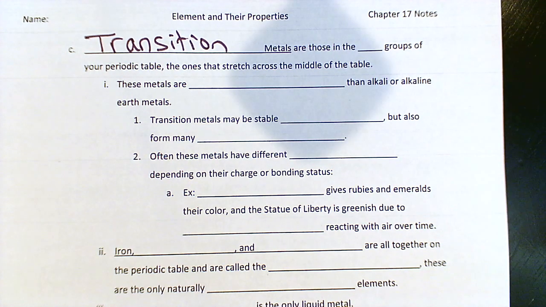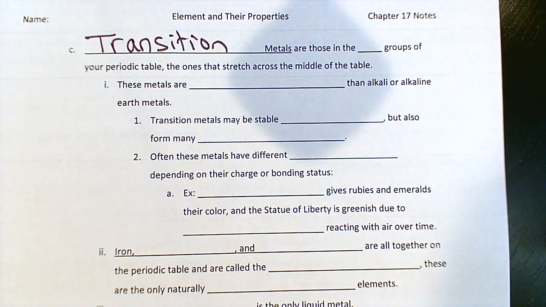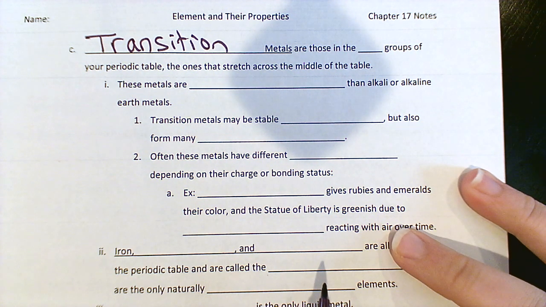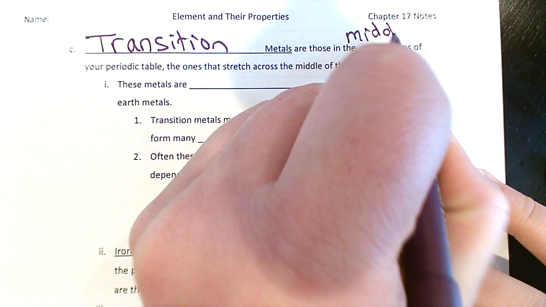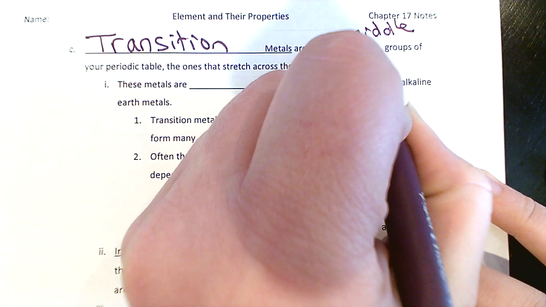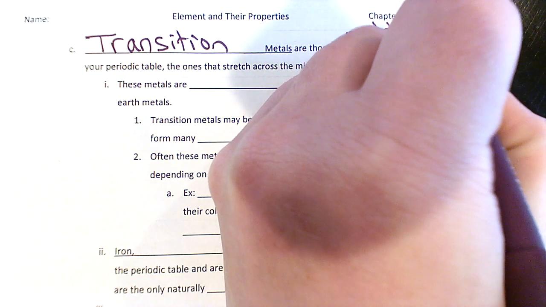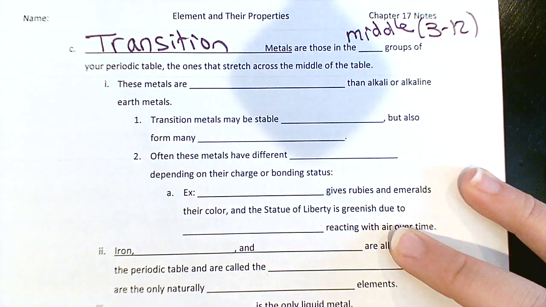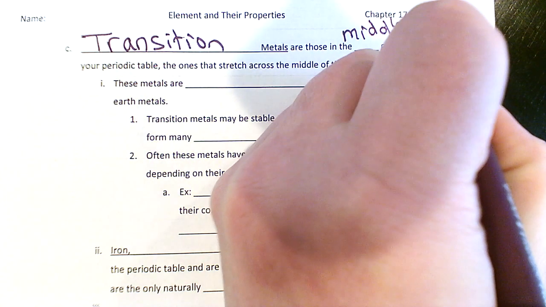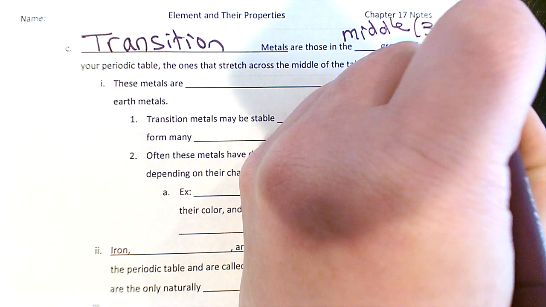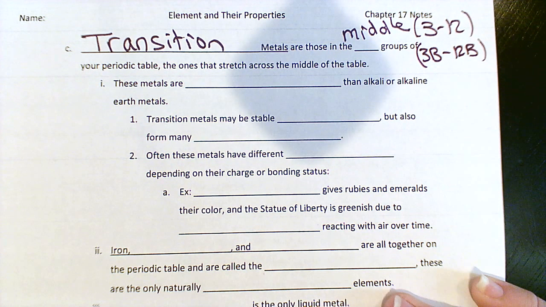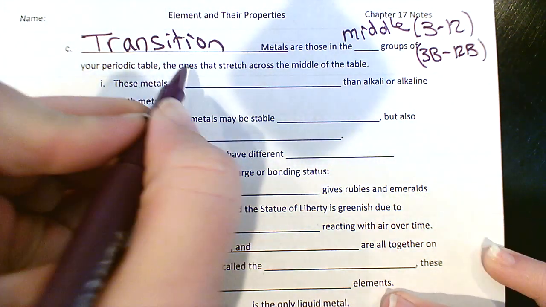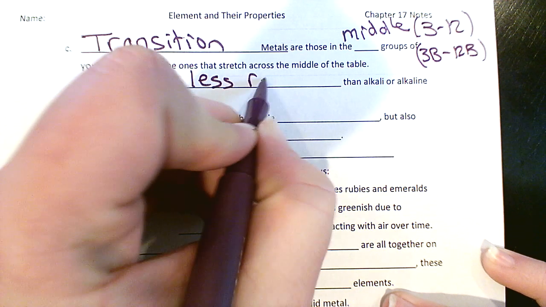Okay, and notice I didn't give you one group for these. So they are in what I'm going to call the middle groups. Or you could say, if you wanted to, 3 through 12, or 3B through 12B, depending on your periodic table. These are less reactive.